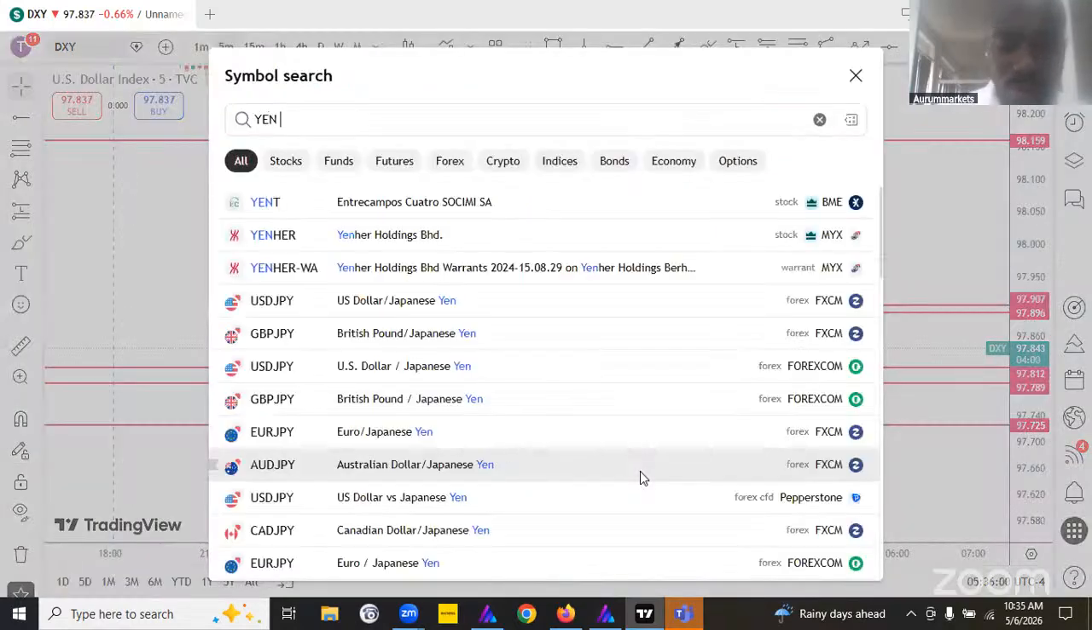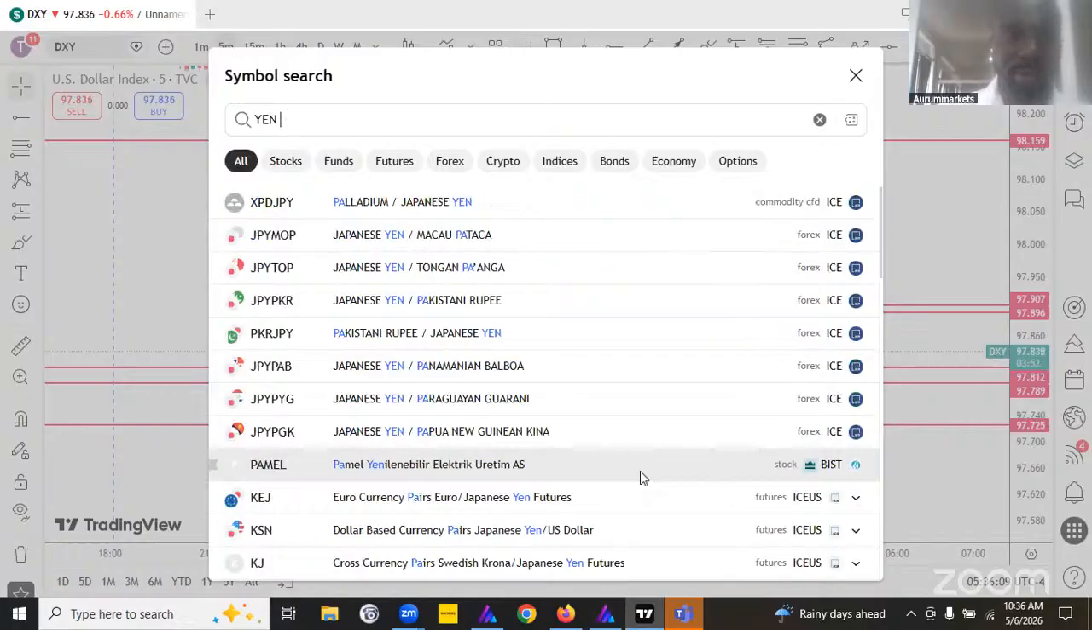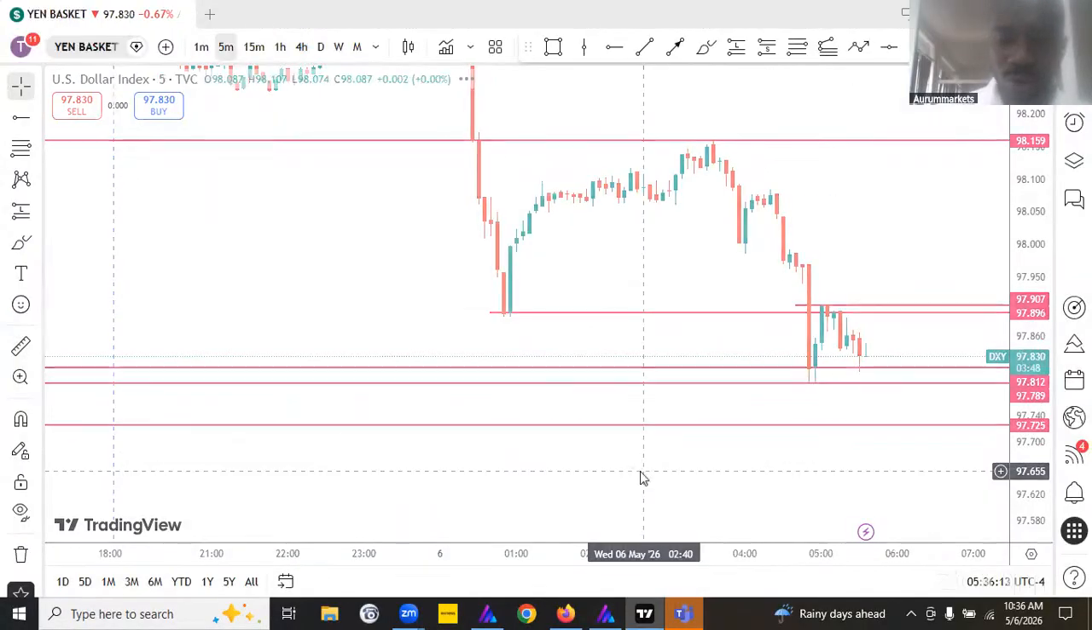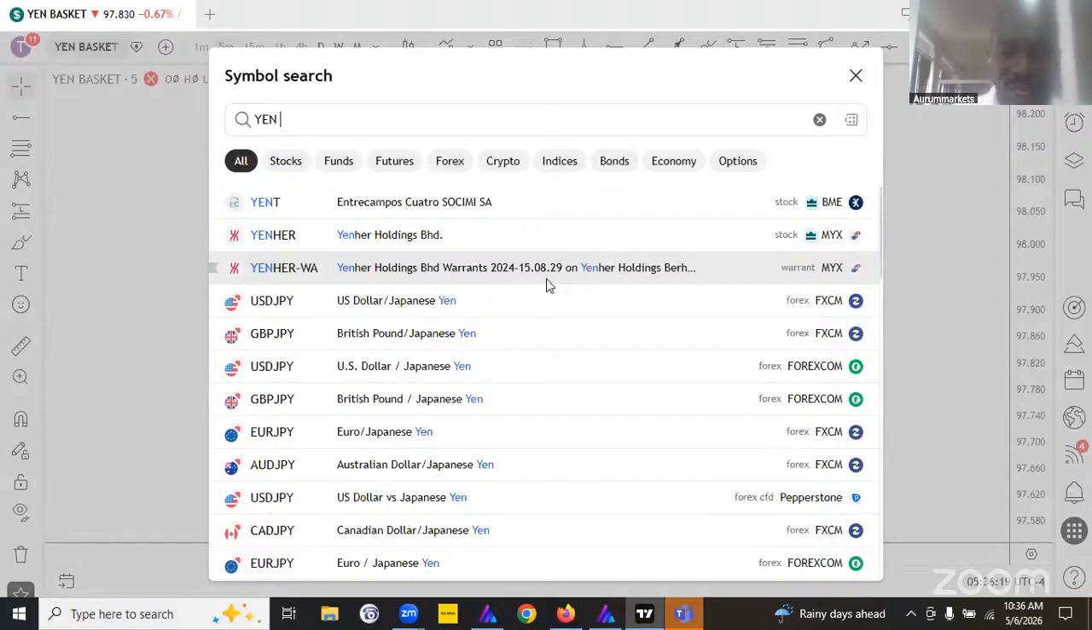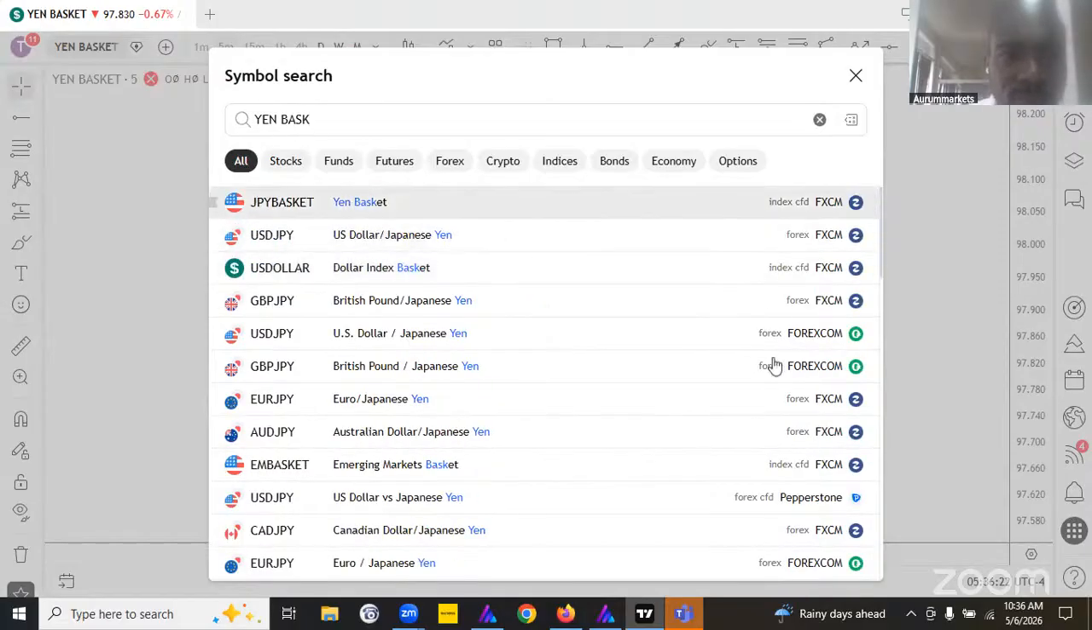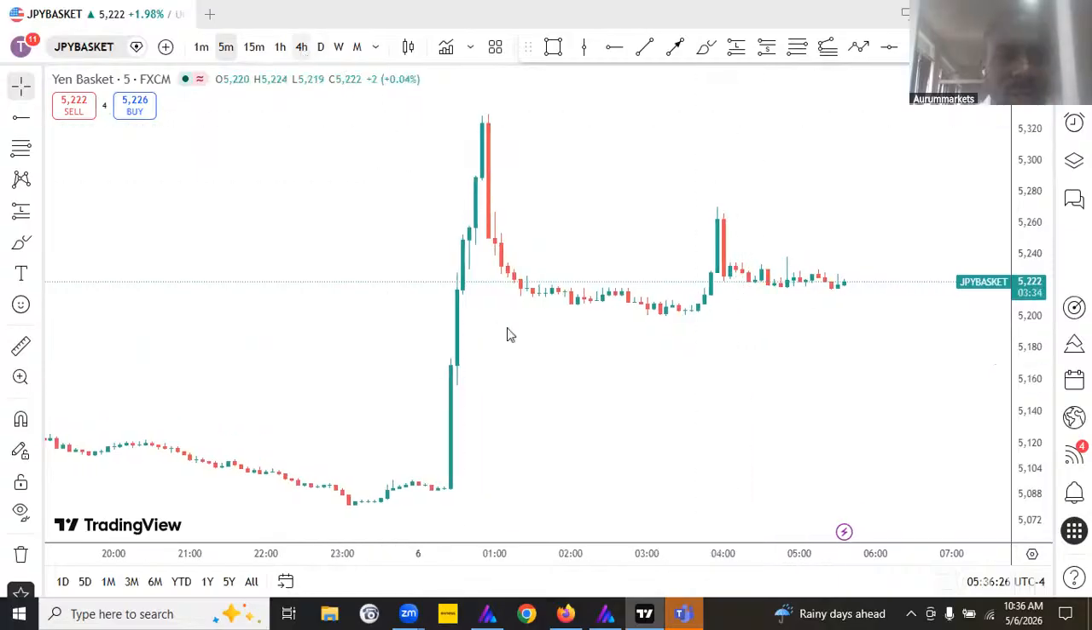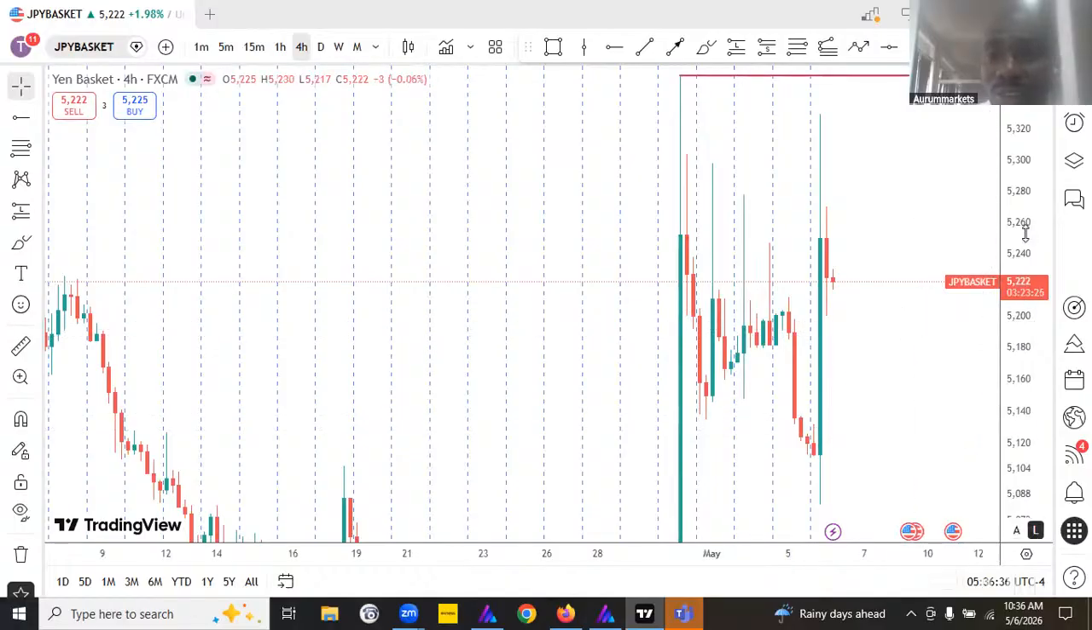Then for yen, you guys, I believe you saw the massive move on yen pairs this morning. Massive. Those who bought yen... so yen has been bearish. No, yen was bullish this morning. So for those of you who sold yen, it was a massive loss. But for those who bought yen, you would have made so much profit.